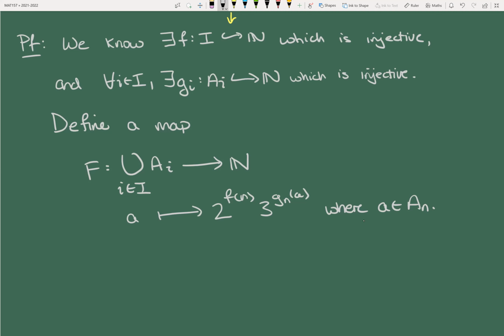But basically what this function does, right? It says, you give me an element in this countable union of countable sets. Give me an element. It's in one of the A i's, right? So it's in A sub n. And again, we've kind of assumed that the A sub i's are disjoint. So it's actually in only one of the A sub n's. So it's in A sub n, and that's where n comes from. Then what I'm going to do is map it to 2 to the power of f of n and 3 to the power of g sub n of a, right? And I claim that this is an injective map.